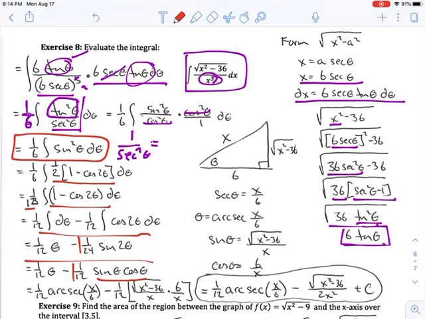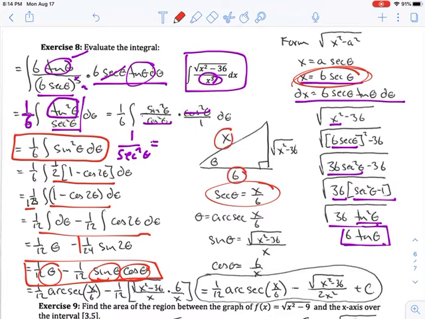Okay, so we have this. And we need to find theta. We need to find the sine of theta and the cosine of theta. So we start with our basic substitution. X equals 6 secant theta. So secant theta is x over 6. Secant is the reciprocal of cosine, which is adjacent over that hypotenuse. So secant is x over 6. So theta is the arcsecant of x over 6.